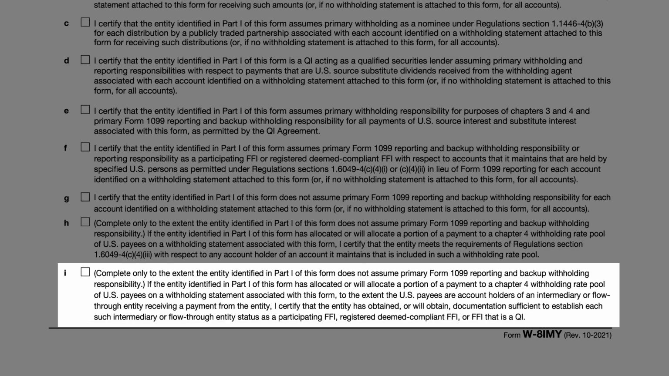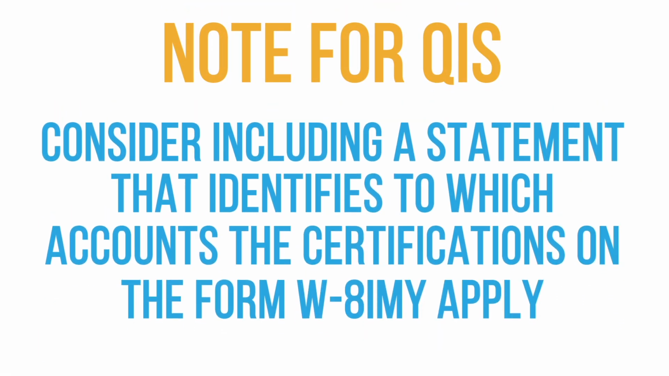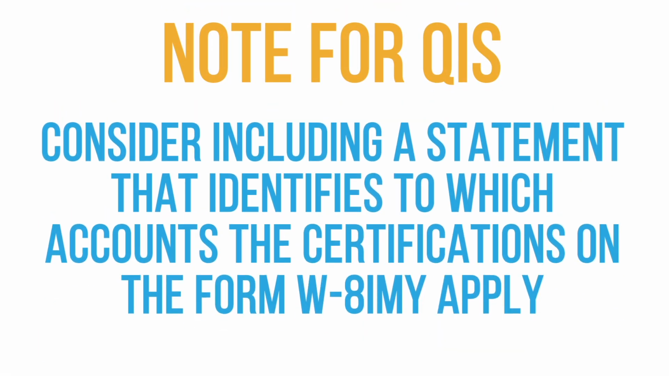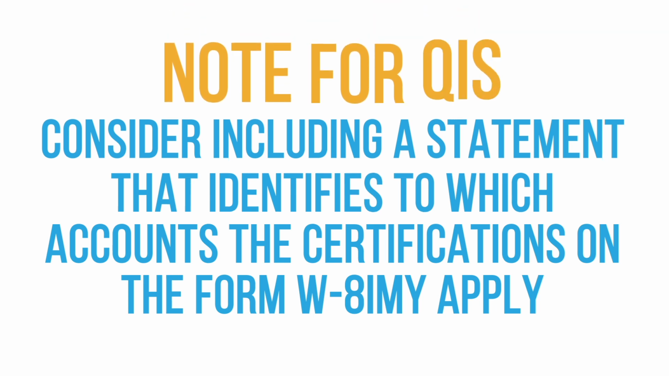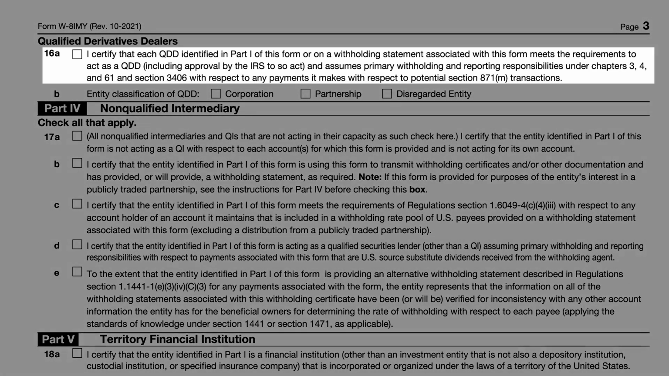Again, no updates here. One note for QIs here is that they should consider including a statement that identifies to which accounts the certifications on the Form W-8IMY apply. Without this specification, a withholding agent may assume that the certifications on Form W-8IMY apply to all accounts held by the QI. Box 16A was updated to reference approval by the IRS to act as a QDD. And those were all of the changes to Part 3 of the form.